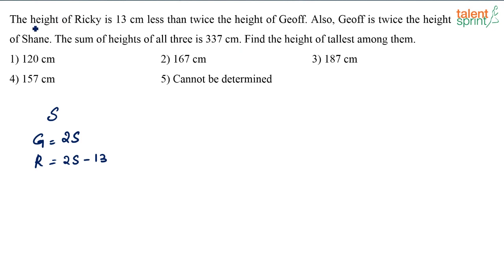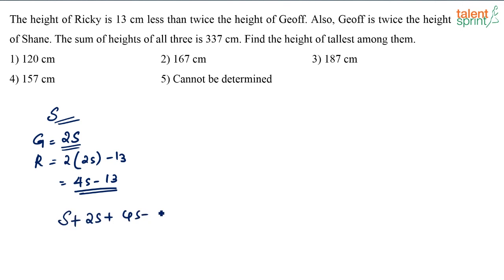Okay, the height of Ricky is 13 centimeter less than twice the height of Jeff. So, that is 2 into 2S minus 13, correct? That is 4S minus 13. So, these are the heights of the 3 persons: S, 2S and 4S minus 13. Now, what are they saying? They are saying that the sum of the heights of all the 3 persons is nothing but 337. Now, what should you find out?